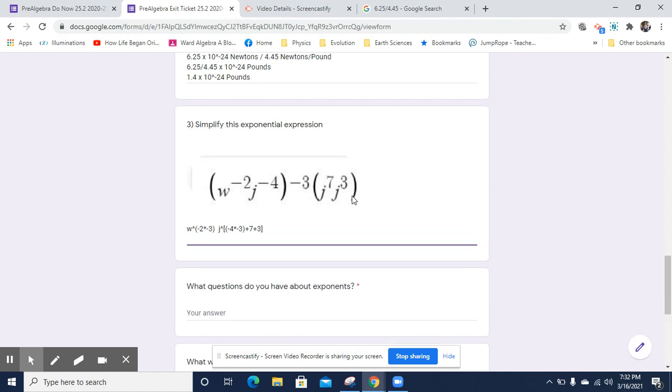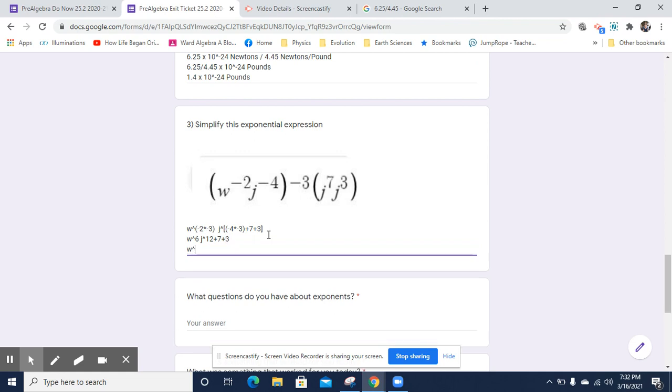Square bracket. Now, let's start simplifying. W to the negative 2 times negative 3 is going to be w to the 6th. And j, okay, let's go one step at a time. Negative 4 times negative 3 is going to be 12, and then plus 7 plus 3. So that'll be w to the 6th times j to the 12 plus 10, so j to the 22nd power. And you're done. That's the answer. I hope that helps.